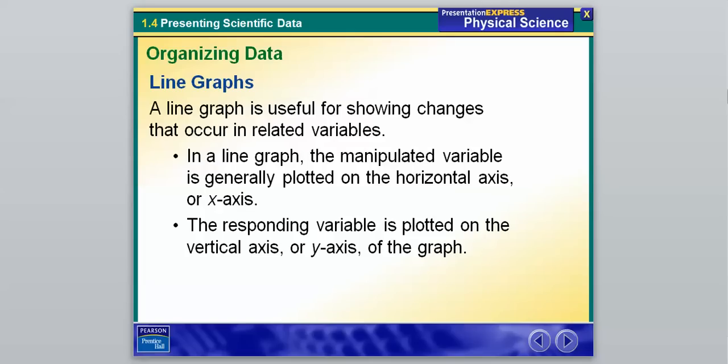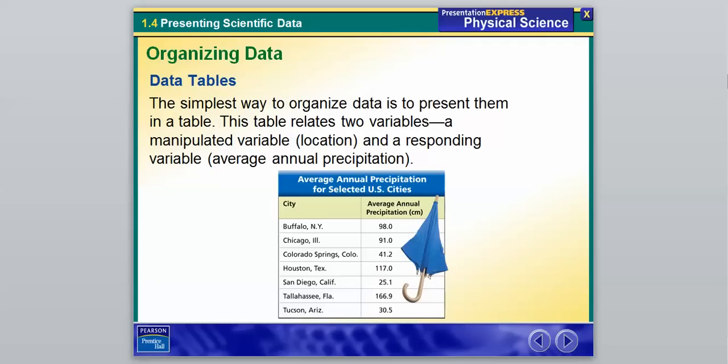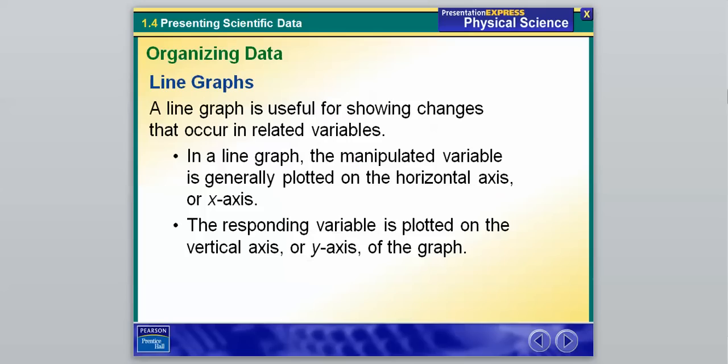And a line graph is useful, so this could be almost made directly into a line graph. A line graph is useful for showing changes that occur in related variables. So in a line graph, the manipulated variable is generally plotted on the horizontal or the x-axis, so that's the one that will run from left to right, while the responding variable is plotted on the vertical axis or the y-axis of the graph. So we could make, again, a line graph very easily based off of this information right here, and actually turning data tables into the correct type of graph is going to be a useful skill for us to do in this class.